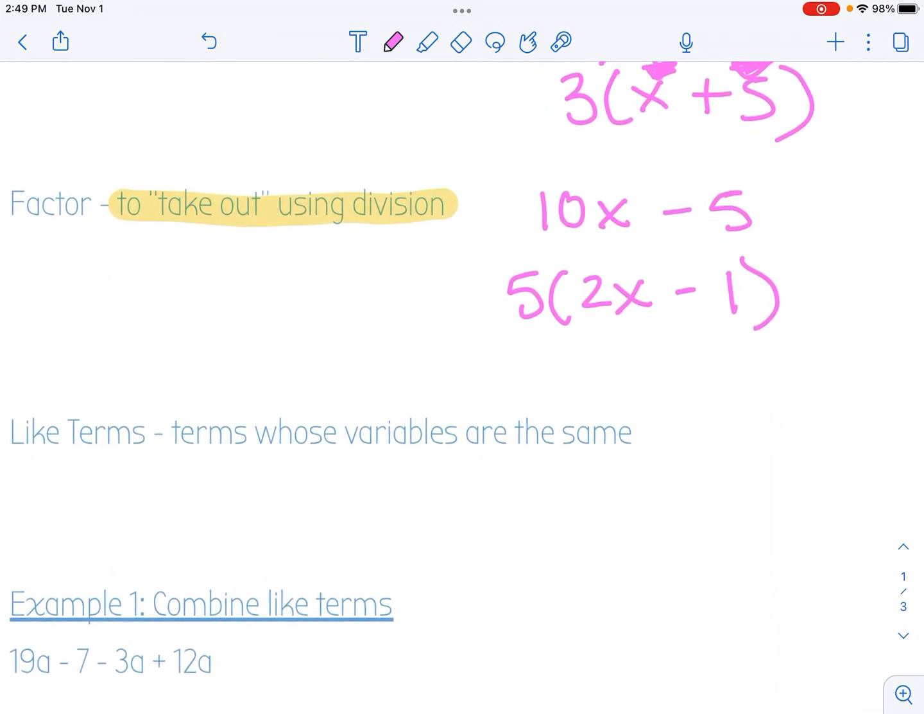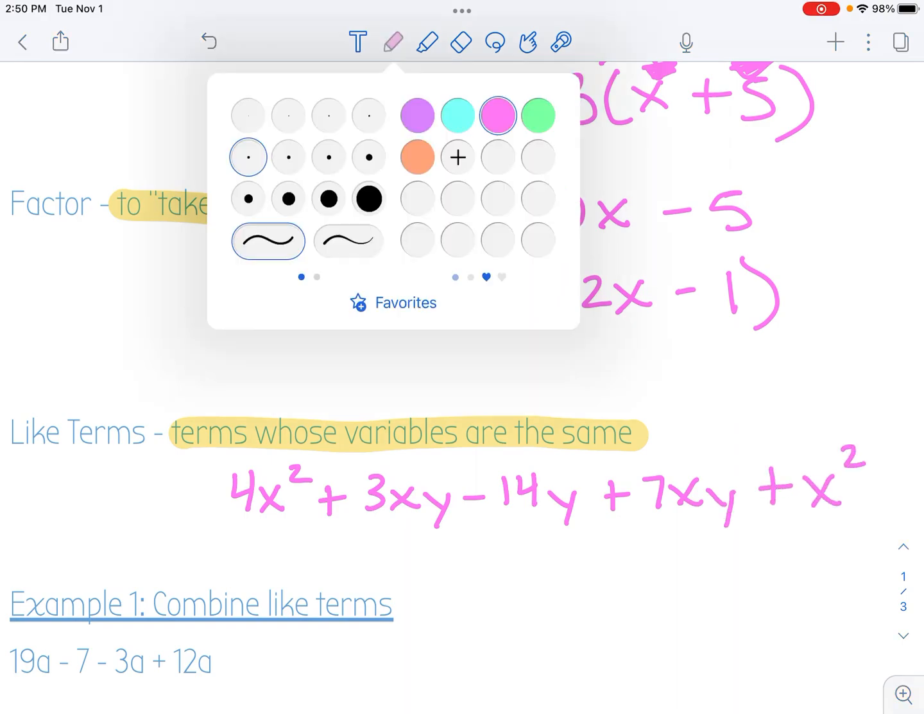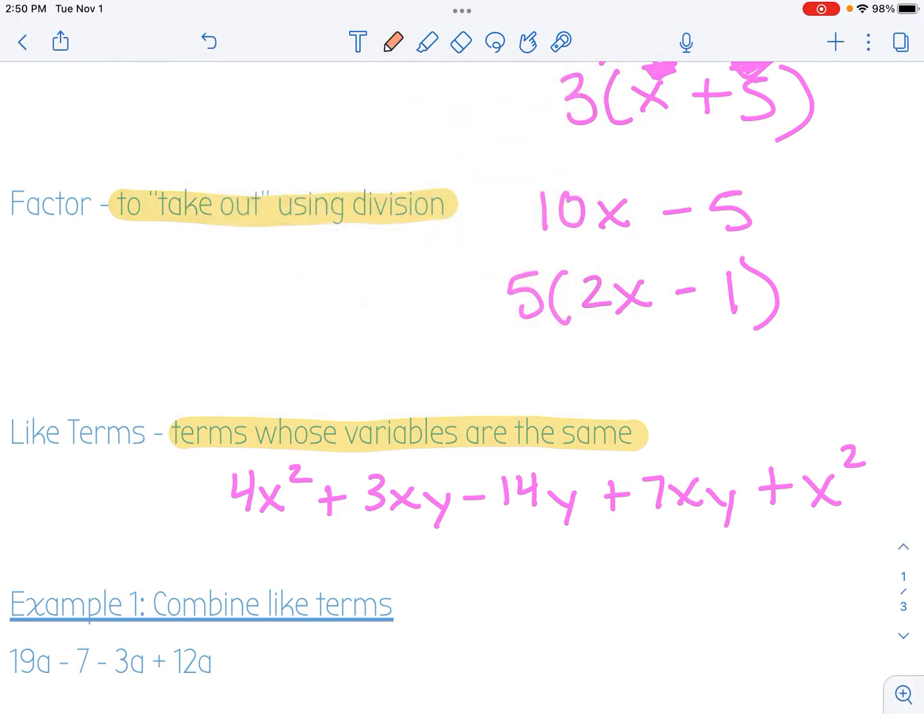And last but not least, like terms. Like terms are terms whose variables are the same. So for instance, if I have this big expression here, 4x squared plus 3xy minus 14y plus 7xy plus x squared. To make this smaller or to simplify, I need to see if there are any variables that are exactly the same.